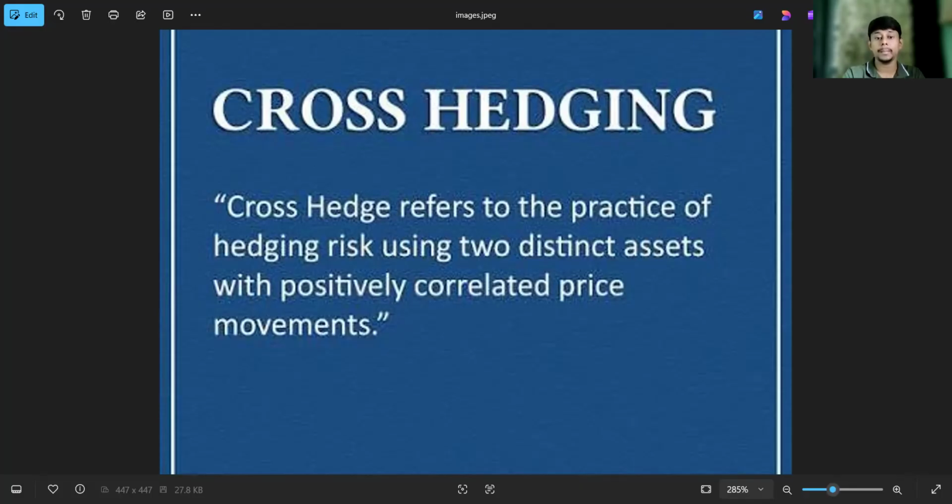The real-world takeaway: cross hedging is what businesses do when perfect protection is not available. Some protection is much better than none. It is not about eliminating risk, it is about trading an unpredictable risk for a smaller, more manageable one.